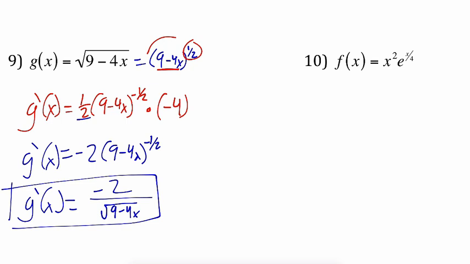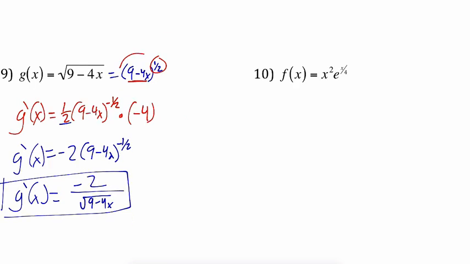Number 10, again, I'm going to start using the letters u and v more. I mentioned that earlier. We'll call this first part u, we'll call this second part v. So we've got two separate things we need to take the derivative of. But just breaking it down, I'm going to rewrite e to the x over 4. I'm going to make it e to the x, or e to the 1/4 times x.